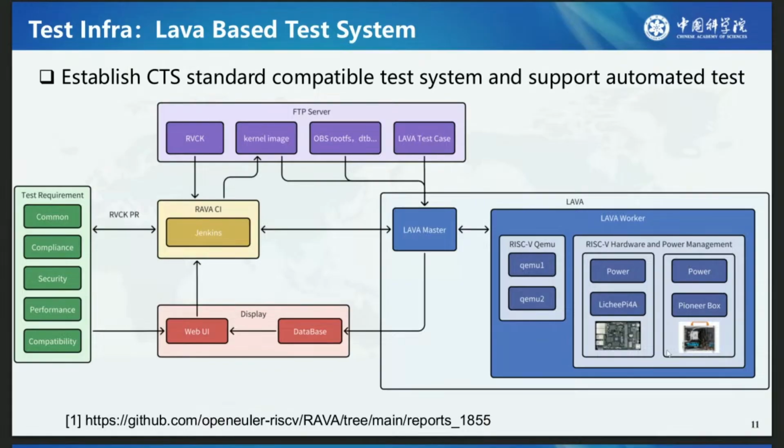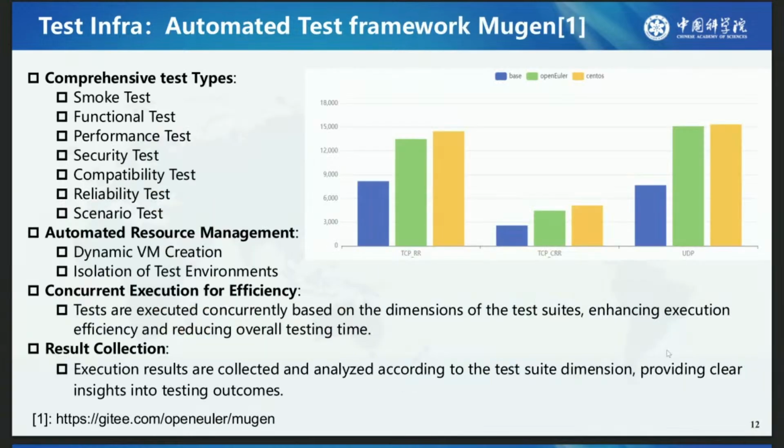Third is the test infra. We have built our test infra based on the LAVA project, and our goal is to establish a CTS-standard compatible test system and support automated test. As a complement to LAVA, we also use the community native test framework MugenTest. As you can see, comprehensive test types like smoke test, functional test, and performance test are all available here. I would also like to emphasize that all these test cases and test suites are open sourced, so you can get them from this website.